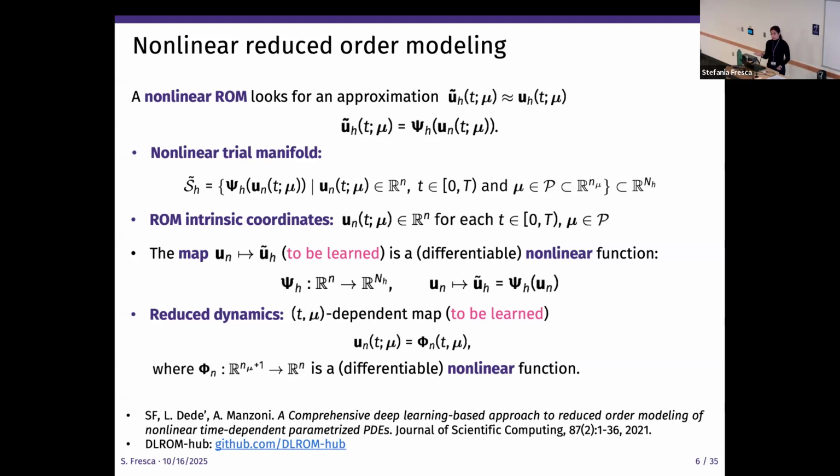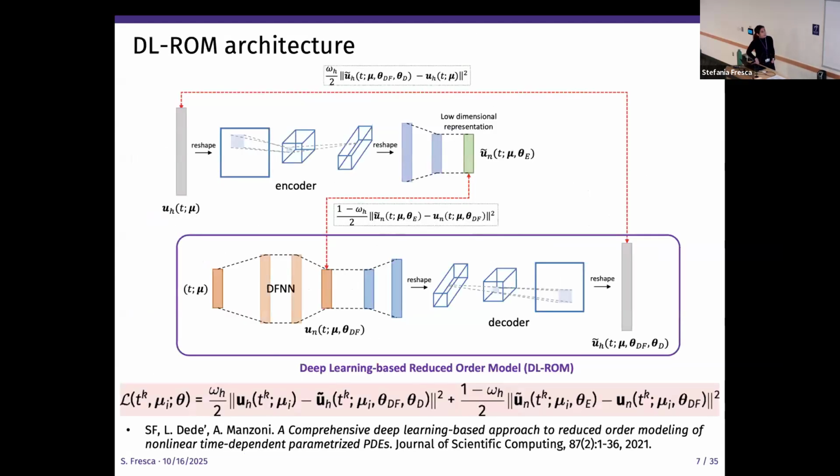On this framework, we construct a DL-ROM. Here I reported the architecture. We have three main blocks: the encoder function, the deep feed-forward neural network, and the decoder function. The decoder is responsible for the modeling of the nonlinear trial manifold. The deep feed-forward neural network is the reduced network, so it's responsible for describing the reduced dynamics.